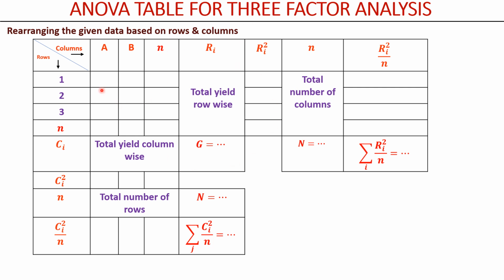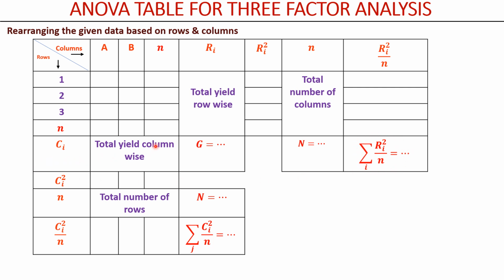When I draw the two-way table based on rows and columns, the rows are written along the column here. So these are the rows and these are the respective columns. Here I have an n by n square matrix. Ri represents the total yield row wise. Ri square, the number of plots in that particular row, which is n. Then I divide Ri square by n. So this gives me the mean yield along the rows.